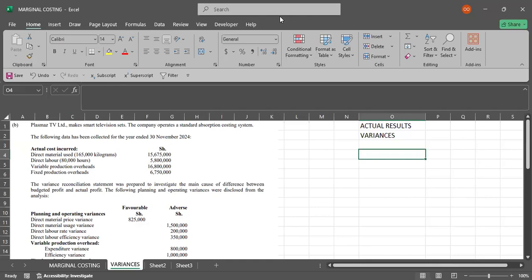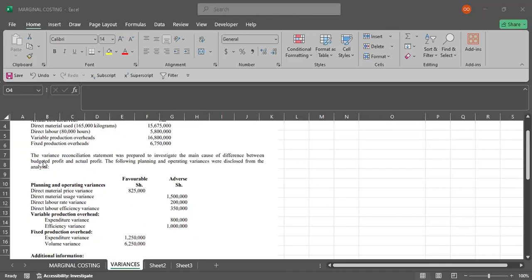Then of course we have the last one, fixed production overheads, of 6,750,000. Good. So let's go to the next part. The variance reconciliation statement was prepared to investigate the main cause of difference between budgeted profit and actual profit. The following planning and operating variances were disclosed from the analysis.